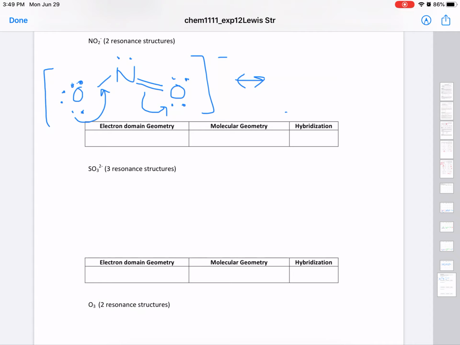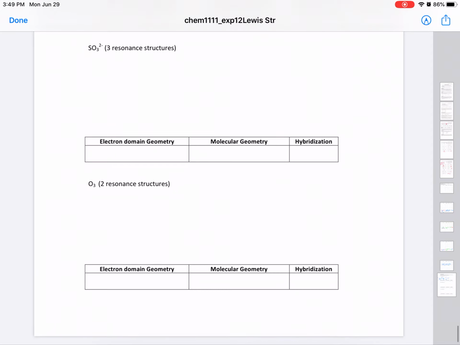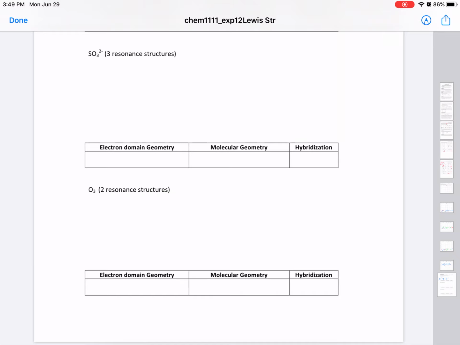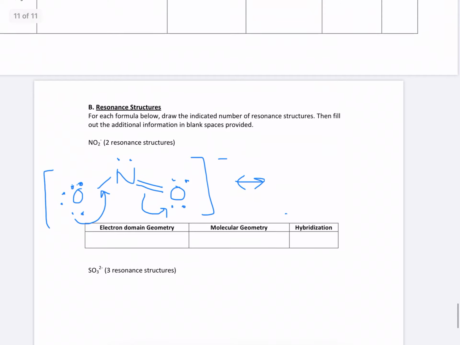So SO3 2 minus. Now that you know how to draw the Lewis structure, you can draw SO3 2 minus, and you can draw 3 resonance structures for that. And for the ozone, there are 2 resonance structures. We drew that in the lecture slides also. Even if you are not in the lecture with me, we can still draw the ozone molecule. Okay, so that's what you need.